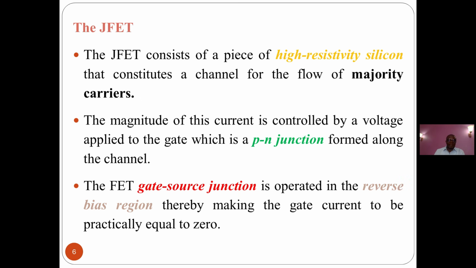The field effect transistor gate source junction is operated in the reverse bias region, thereby making the gate current practically equal to 0. We have seen in our previous lecture what a reverse bias region means. At that point, the current is always 0 until it gets to the breakdown point, the knee voltage, where the device breaks down and currents are allowed to flow uncontrollably.